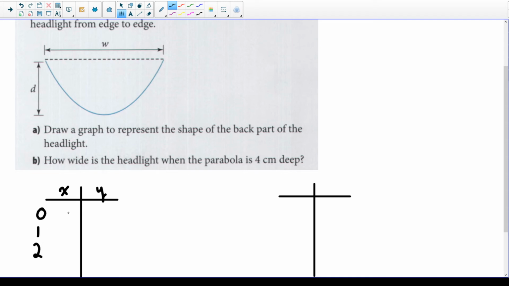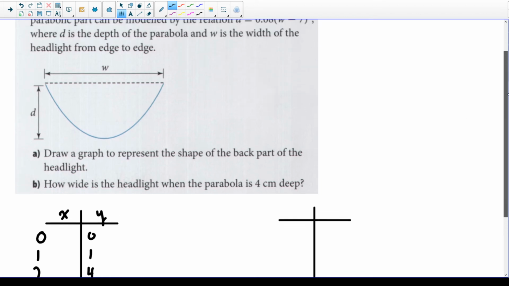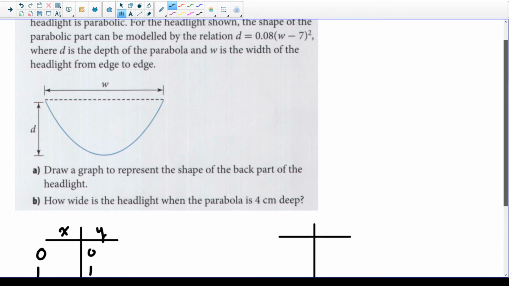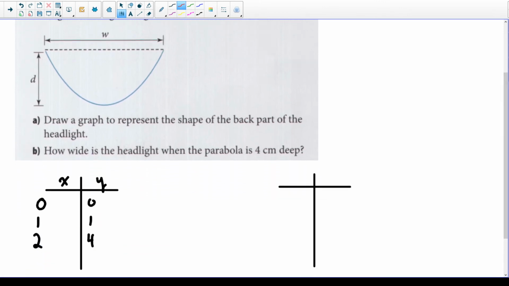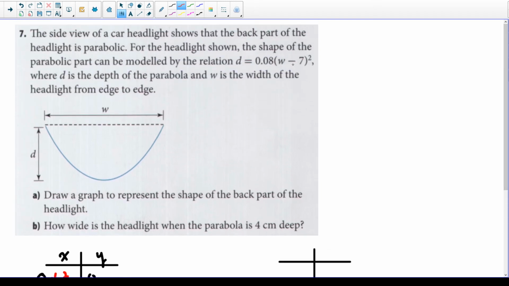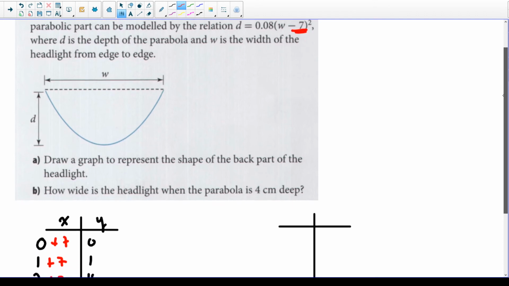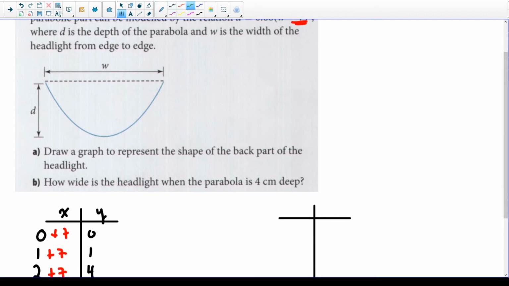We also have x transformations, so I left some room here. I'm going to put in my normal y values, which are 0, 1, and 4, and now let's transform those y values. So we're moving to the right by 7. Just to be clear, why are we moving to the right by 7? Because if you look at the h transformation, which is inside the bracket, it's a -7, which is actually the opposite direction, which is +7. Okay? Our y values are all going to be multiplied by 0.08.